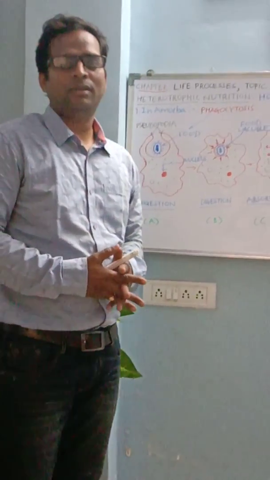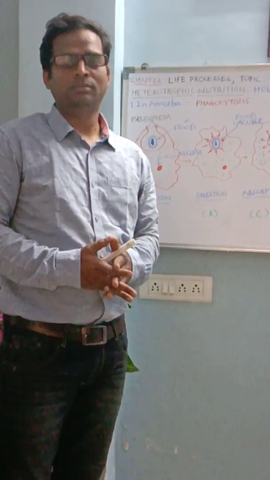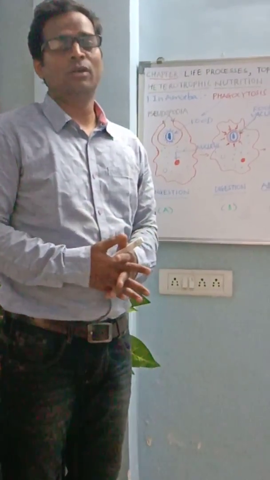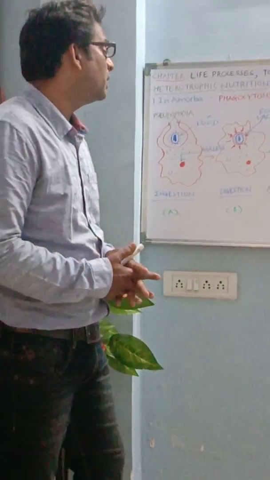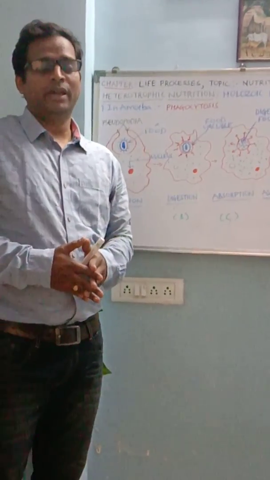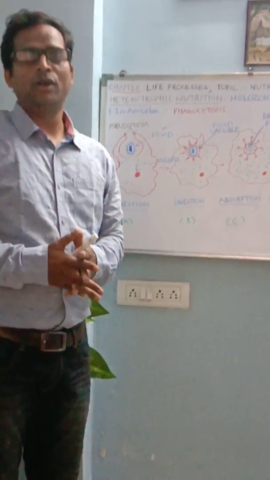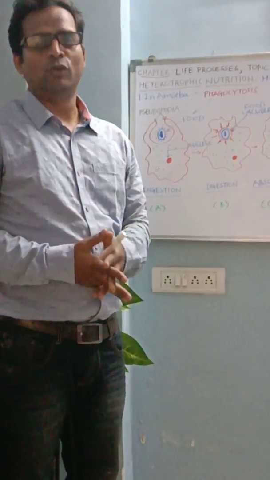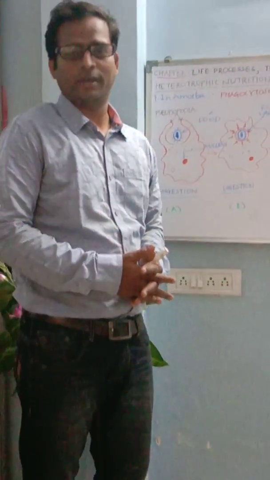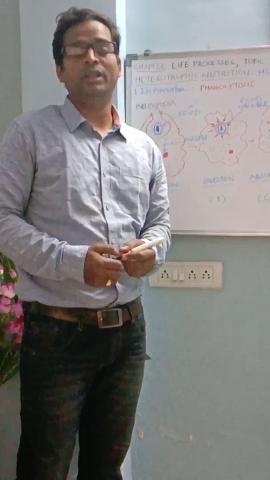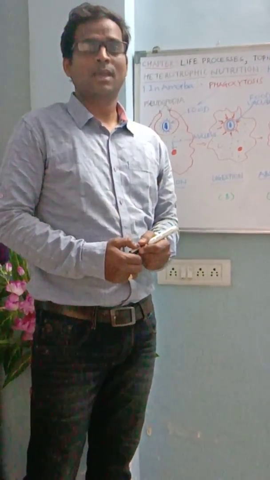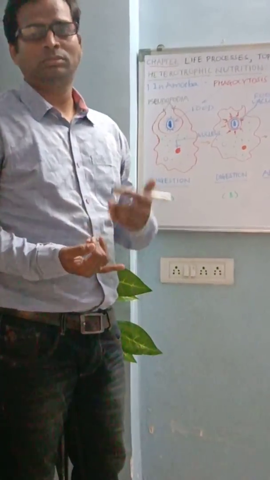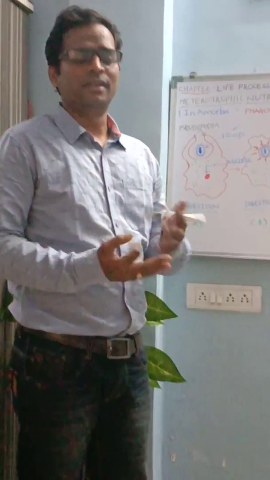For example, fungi, mushroom, bacteria, etc. Other than saprophytic mode of nutrition, we have already studied about parasitic mode of nutrition, where organisms depend on hosts to obtain their food. So they may live outside the body, they may live inside the body. So those who live outside the body, we call them as ectoparasites. For example, mosquito, bed bugs, etc.